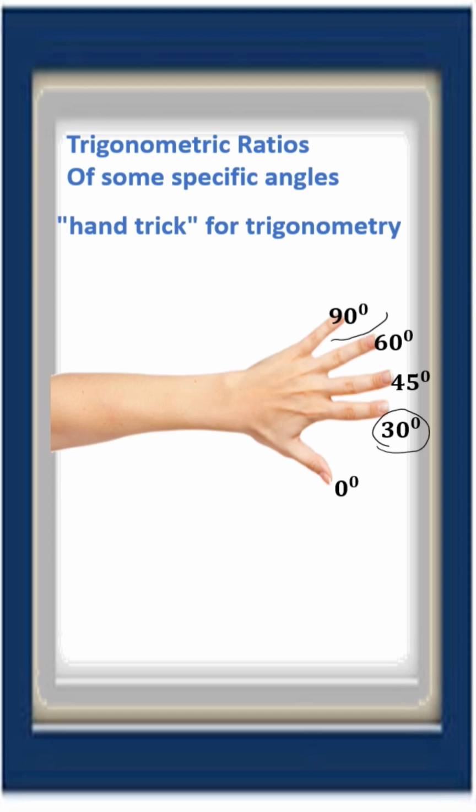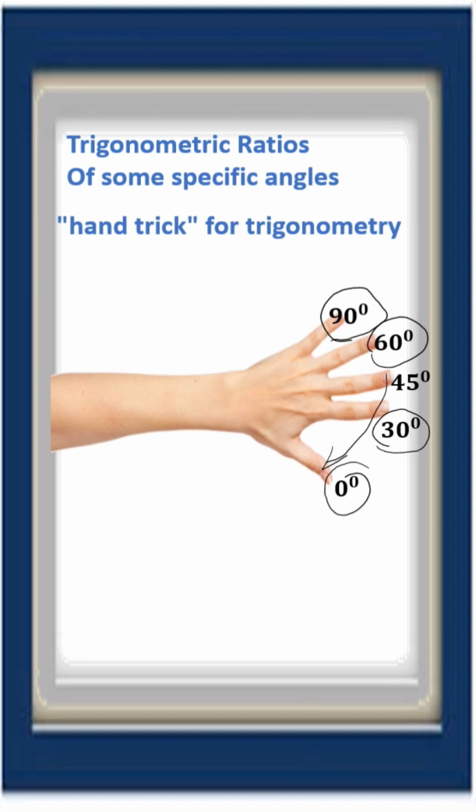Sine 90. Number of fingers below is 4. Square root of 4 is 2. 2 by 2 is 1. Now let us find cos 0. Number of fingers above is 4. Square root of 4 by 2, that is equal to 1. Tan 60. Number of fingers below is 3. Square root of 3 by square root of 1, that is equal to square root of 3.